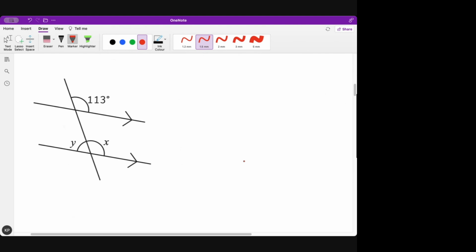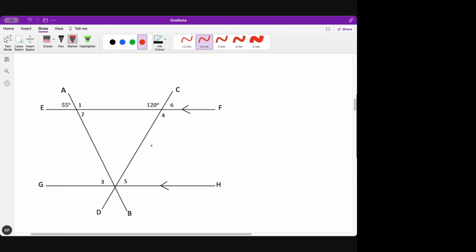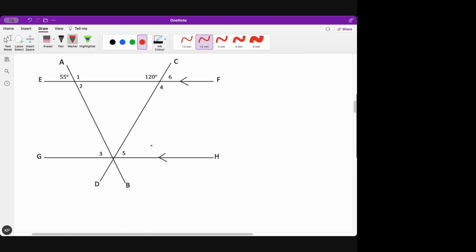Again, we have a case of find X and Y. But we haven't done corresponding yet, so we'll get back to that. But look at this, guys. So we want to find the following angles: angle 1, number 2, number 3, number 4, and number 6, because we haven't done corresponding angles yet. So I'm going to need you guys to help me here. It doesn't matter which order we do it, but can you tell me anything that you can see here?